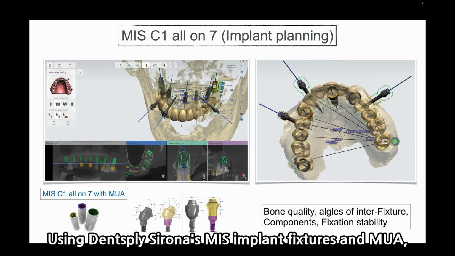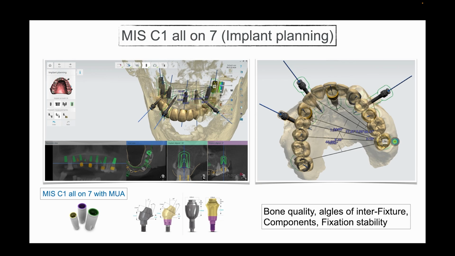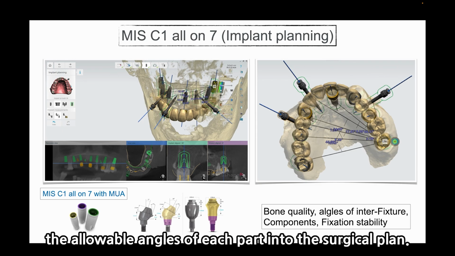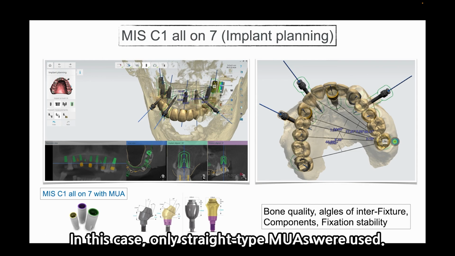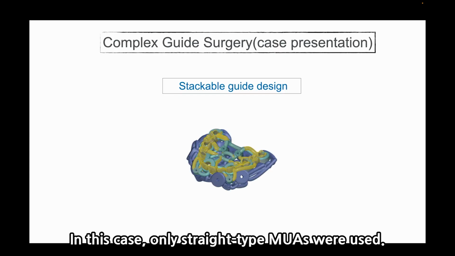Using a transpersonal MIS implant fixture and MUA, an Oron 7 plan was made. It is crucial to incorporate the allowable angles of each part into the surgical plan. In this case, only a straight type MUA was used.